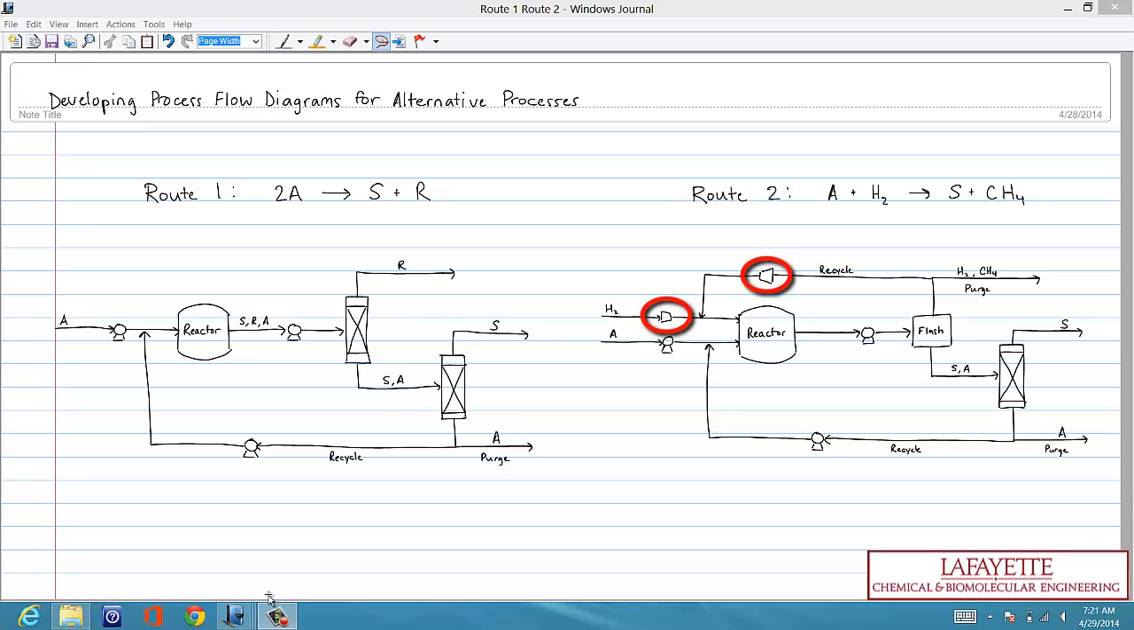Route 2 also involves the use of compressors, which are much more costly to operate than pumps. Therefore, we say that route 1 is more profitable.